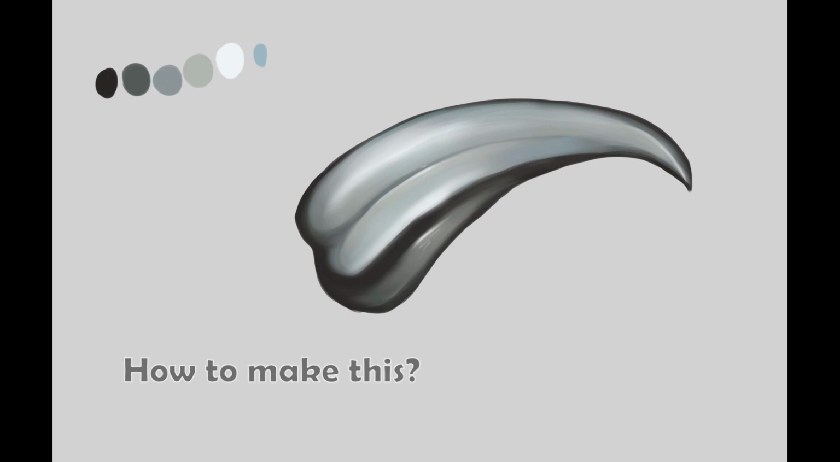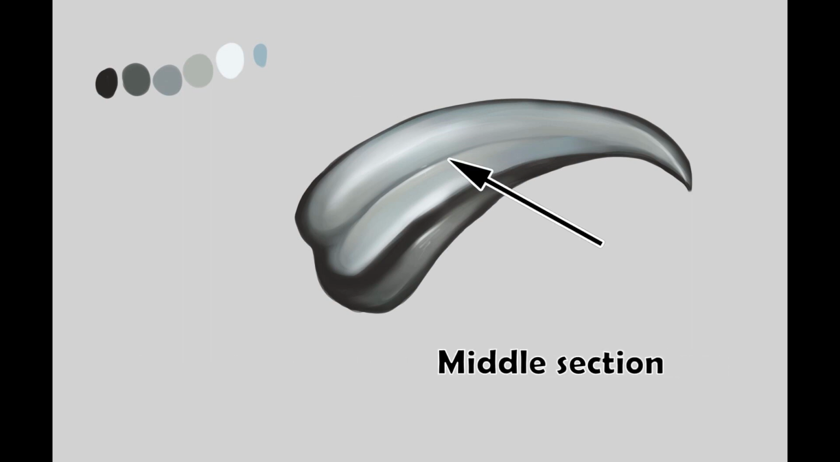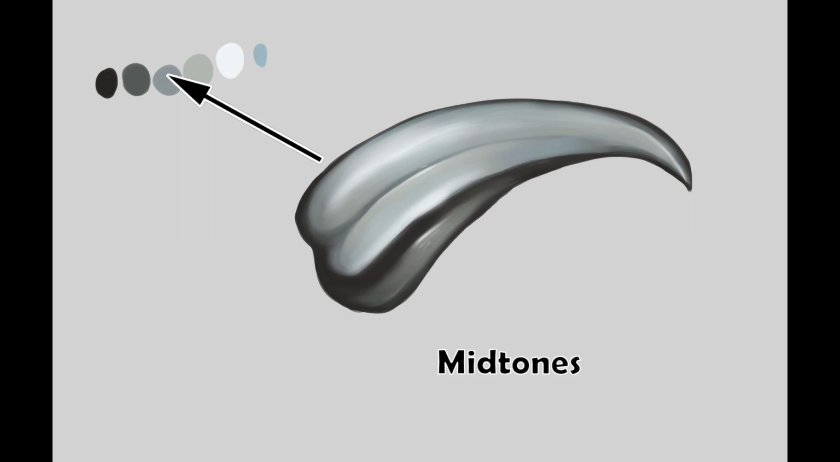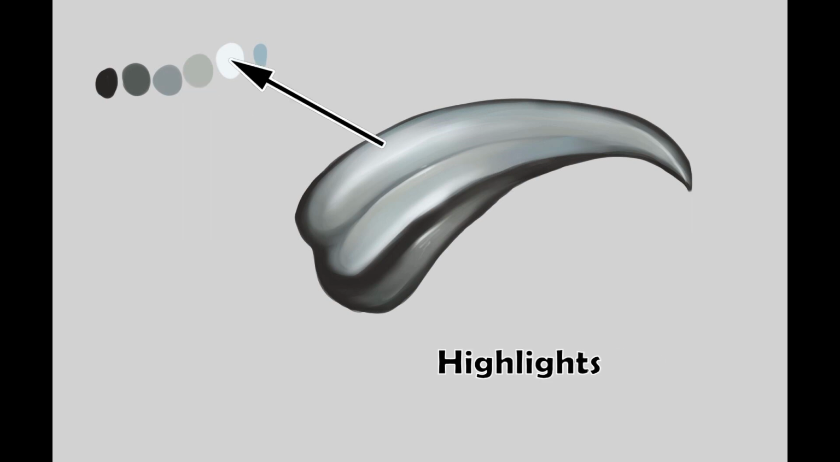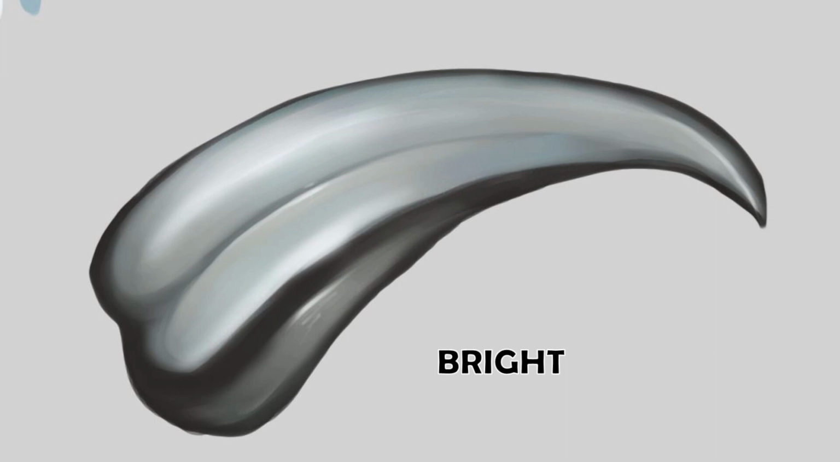How can I make them? First, start off with a spike or a triangle shape. Shade the outer edges of it while leaving the middle section open. You can apply midtones and highlights the closer you get to the center of it. When coloring near the thinnest tip, you can see how the thin colors are appearing. Make sure to highlight the center and tip very brightly.